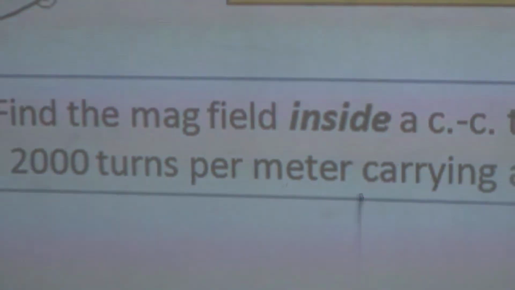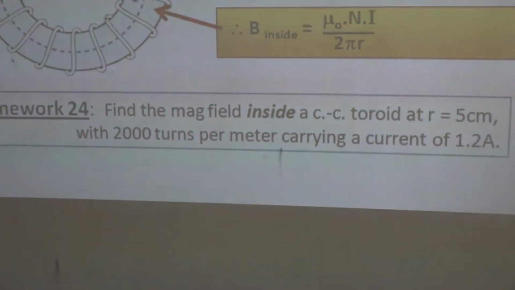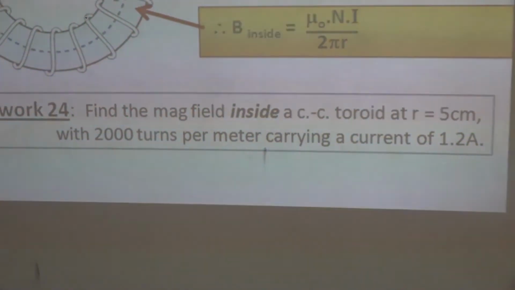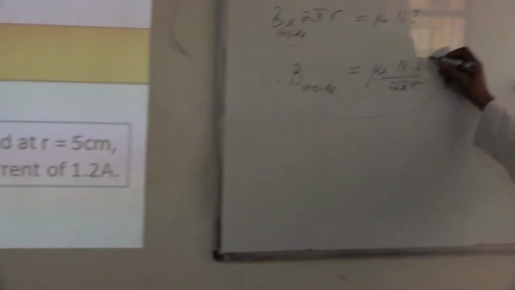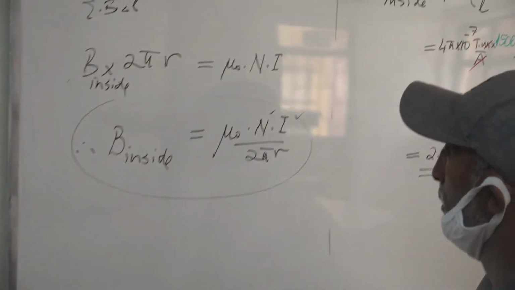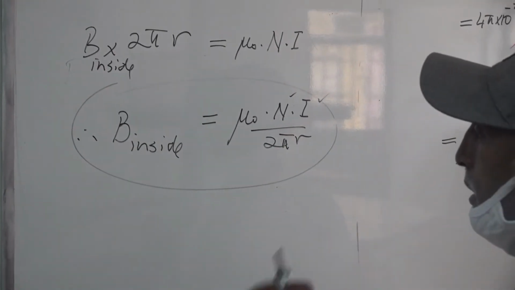Let's have a look at homework number 24. It says find the magnetic field inside a current carrying toroid at a radius of 5 centimeters with 2,000 turns per meter, carrying a current of 1.2 amperes. So this is given: 1,200 turns, and the radius is 5 centimeters, which is inside.